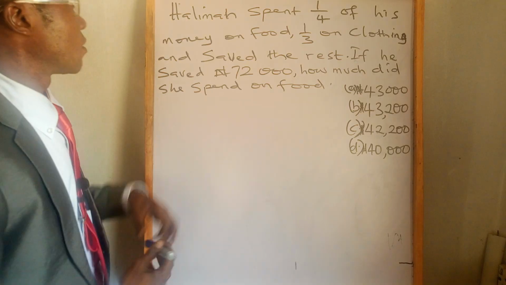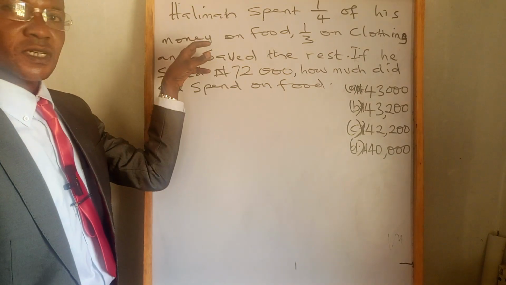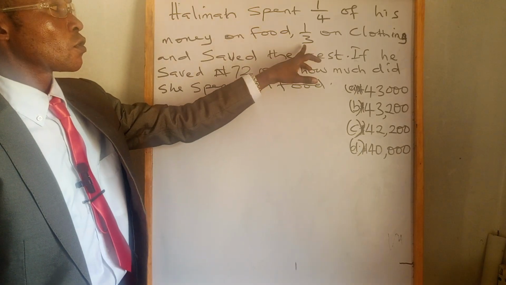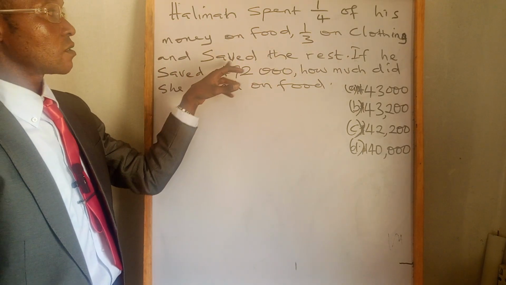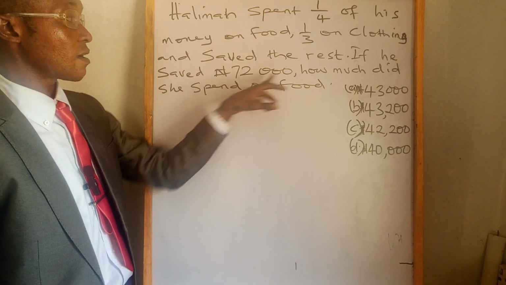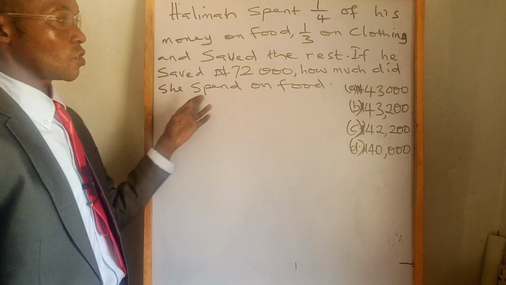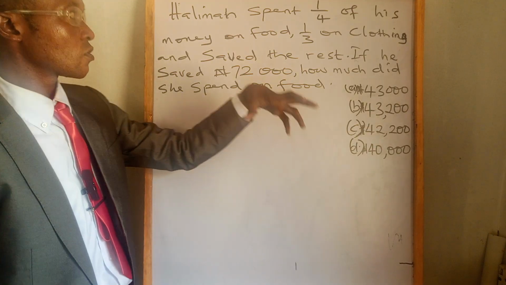Welcome back. Halima spent 1/4 of his money on food, 1/3 on clothing, and saved the rest. If he saved 72,000 naira, how much did she spend on food? Then we have this option.